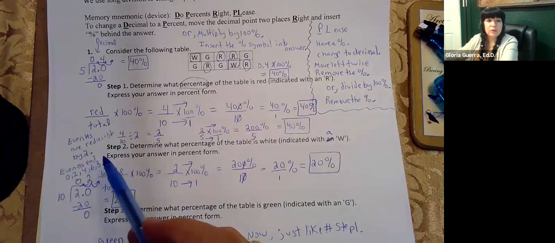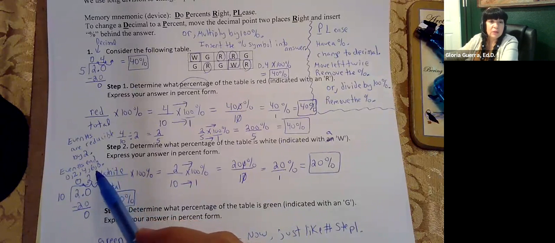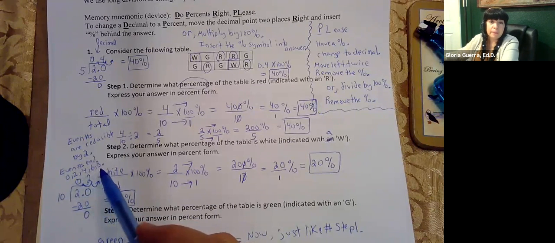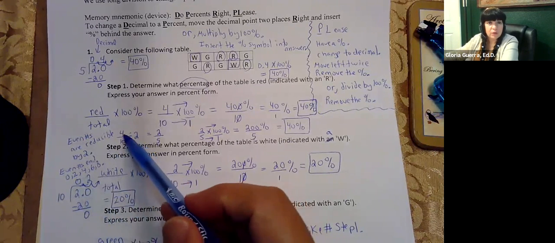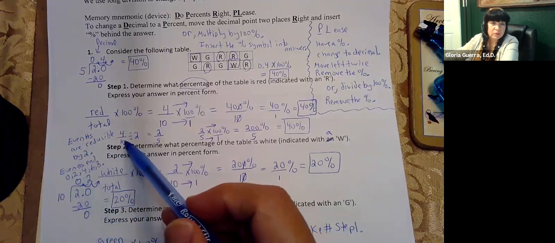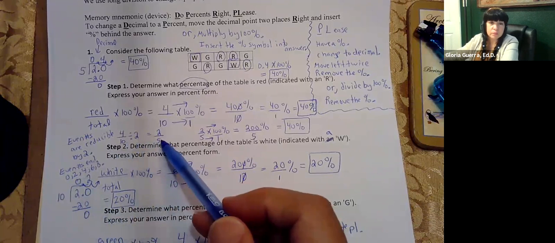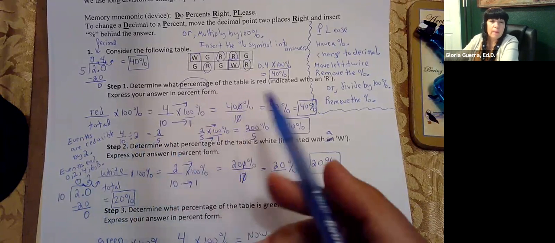Well, how do you know they're even? Well, even numbers end in 0, 2, 4, 6, or 8. So because this ends in 4 and this ends in 0, I knew those were even, so I knew I could reduce that by 2. So I did reduce it by 2. I got 2/5.